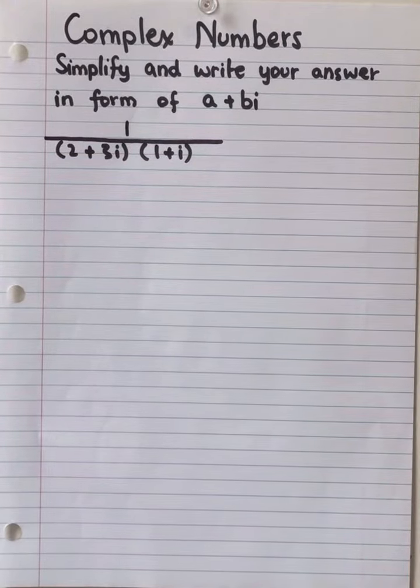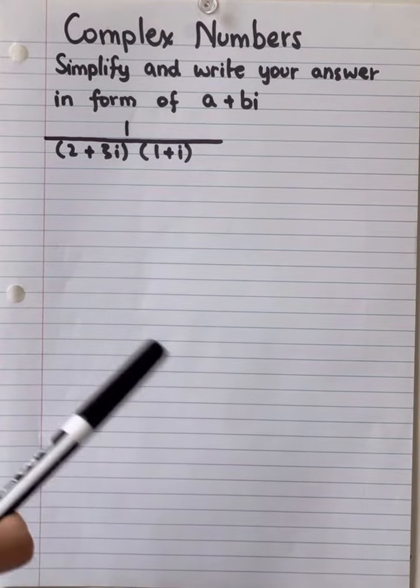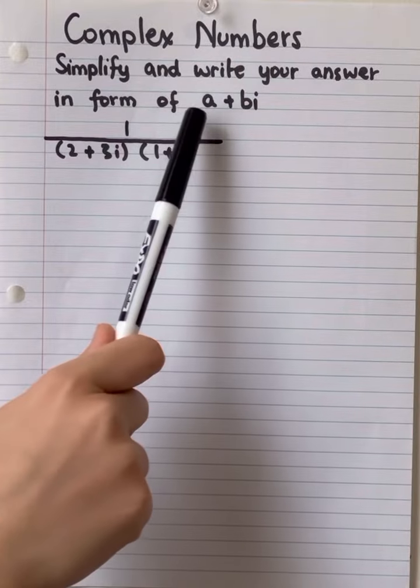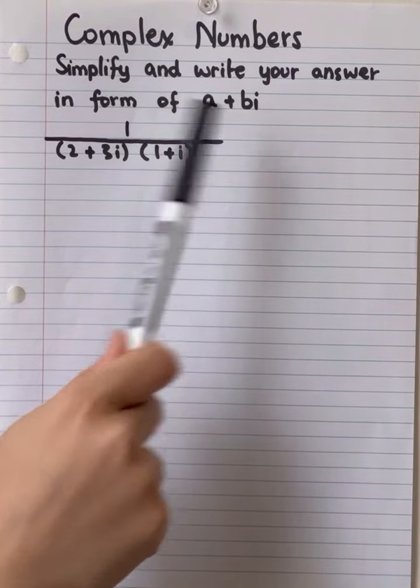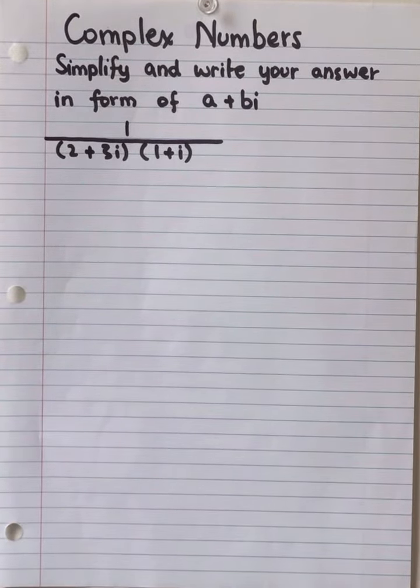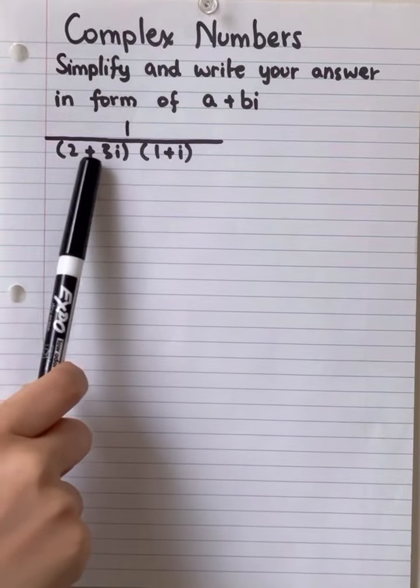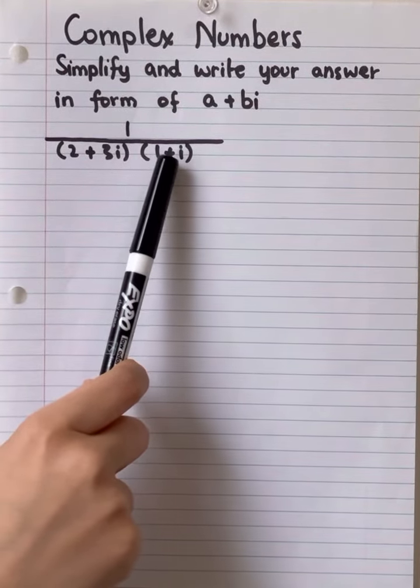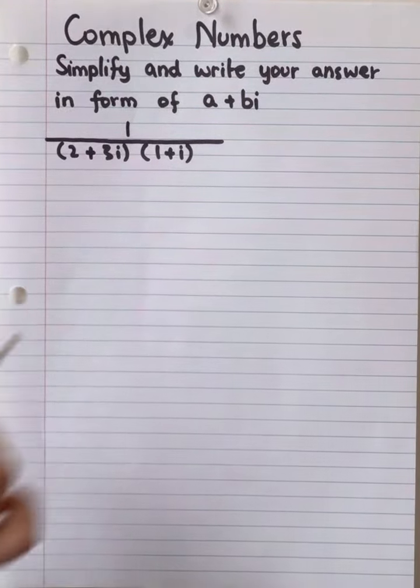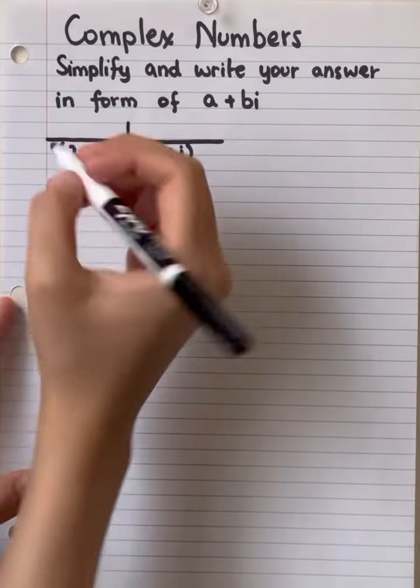In this video, we are going to solve complex numbers and write the answer in form of a plus bi. So here we are given 1 over (2 plus 3i) times (1 plus i). Here first, we'll multiply two complex numbers. And how do we do that? We FOIL it.